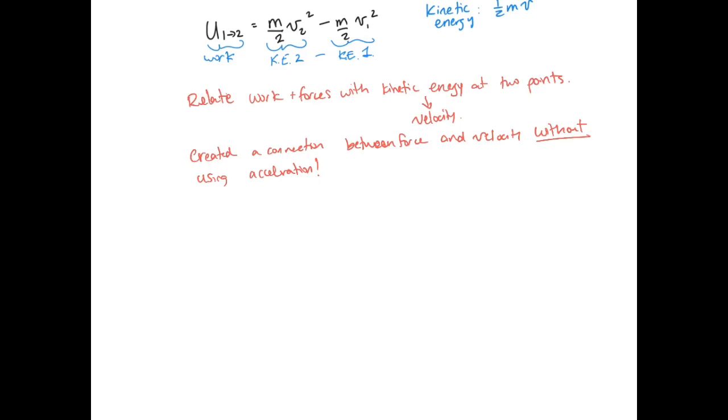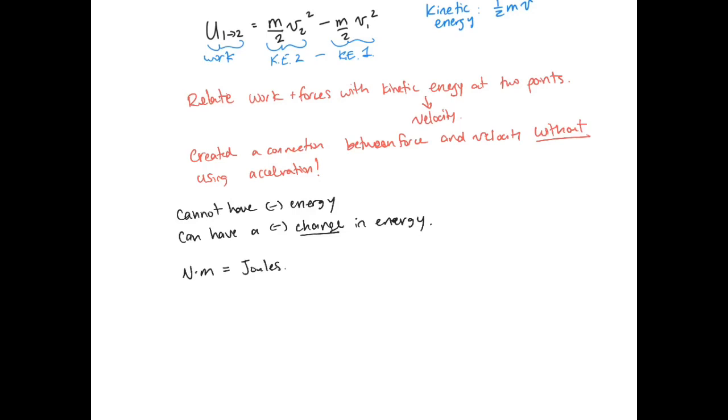A couple of quick notes here. You cannot have negative energy. But you can have a negative change in energy. So your particle can't have -2 joules of energy. Oh, that reminds me, units. The units would be Newton meters, which are equal to joules. So you can't have negative energy, but you could go from having maybe 50 joules of energy to 20 joules of energy, and then you have a -30 change in energy. And energy is the capacity to do work.